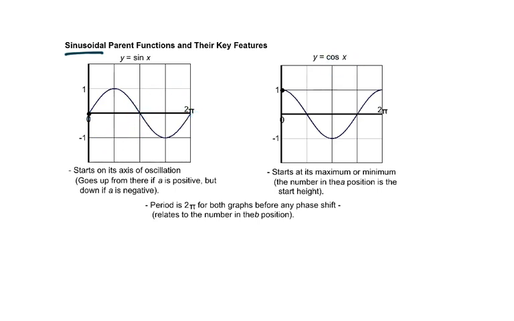The next one here is cosine, and it starts at the maximum or the minimum. The minimum, of course, if it was a negative. But again, it starts at this maximum point, goes back down and up, and then it would repeat again, which is sinusoidal. And then down here again, period is 2 pi, meaning it will start to repeat itself after 2 pi before any phase shift happens. So it just means before it's shifted left or right or up or down or anything like that.